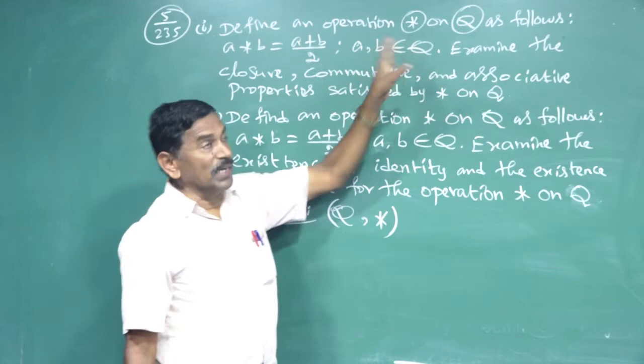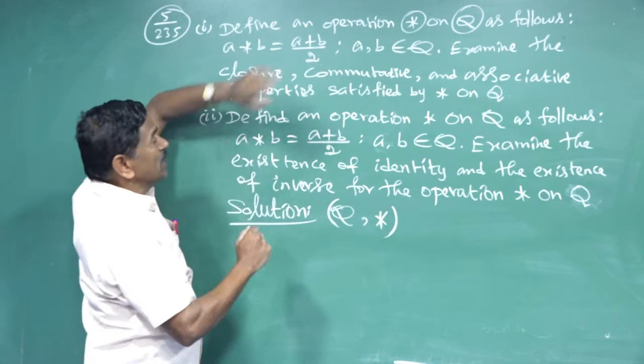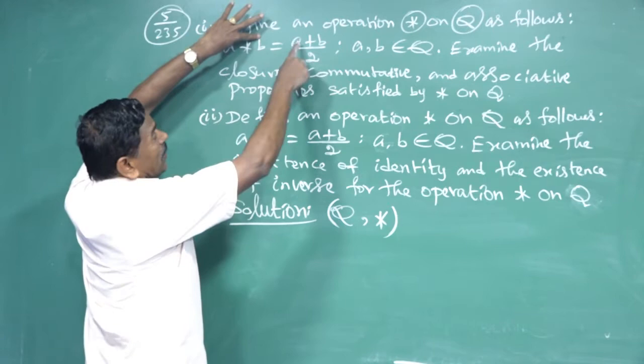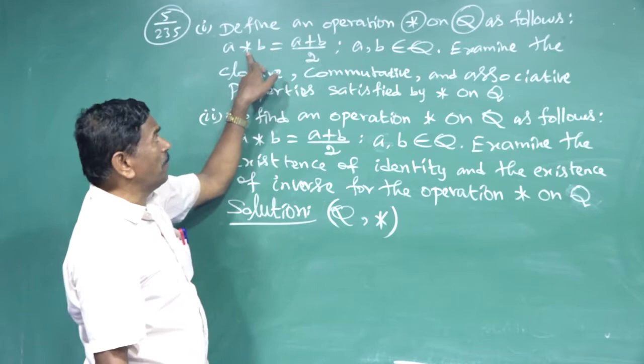It's a condition. Listen, if the star is defined between two elements, then its answer is given by first element plus second element divided by 2. See, suppose for example, A star B is equal to A plus B by 2. Suppose B star C is equal to B plus C by 2. Likewise, that is the condition, whereas star is the operation which is defined by some rule.